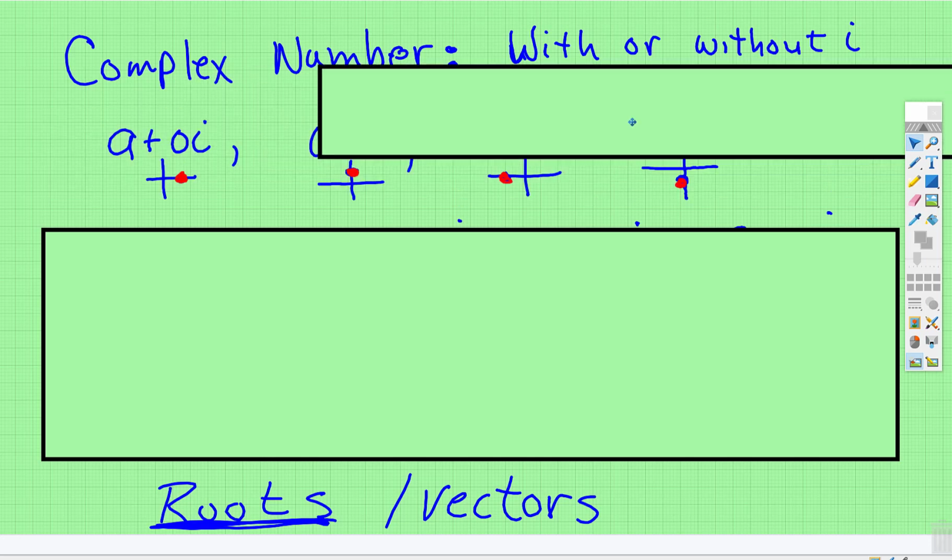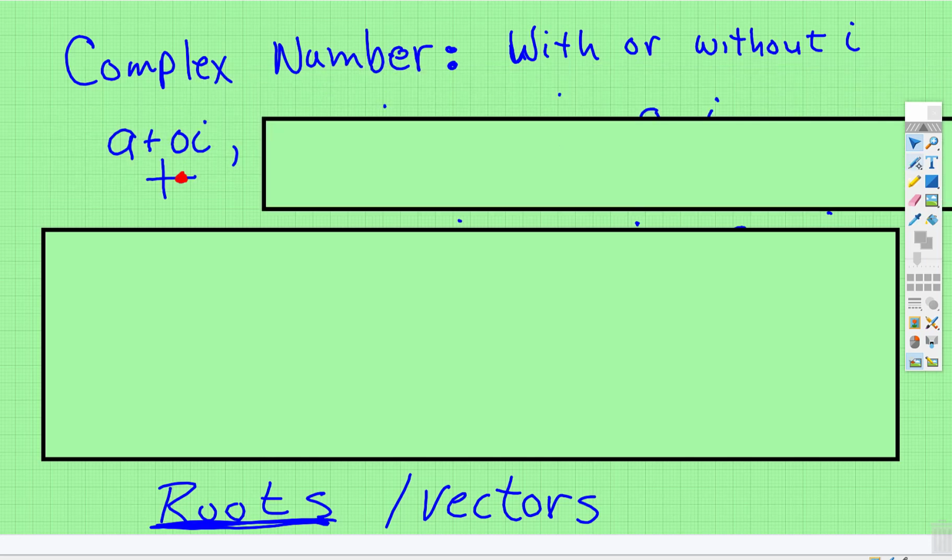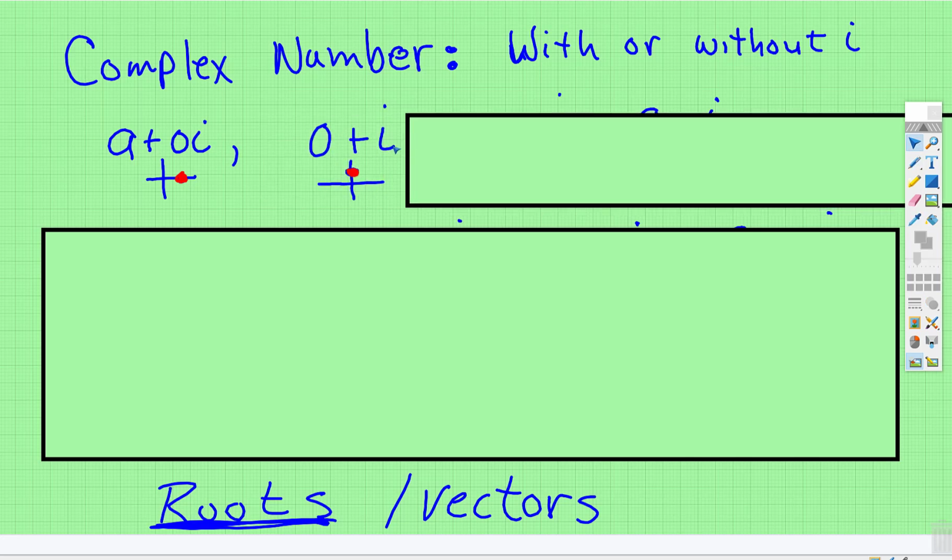So let's introduce the idea. If you have a number by itself, imagine that it actually says a plus 0i. Think about that: a is the x value, and it would sit on the x-axis if we're talking about complex numbers. 0 plus 1i, you'd be up on the imaginary axis. So here's the x-axis. This is the imaginary y-axis.